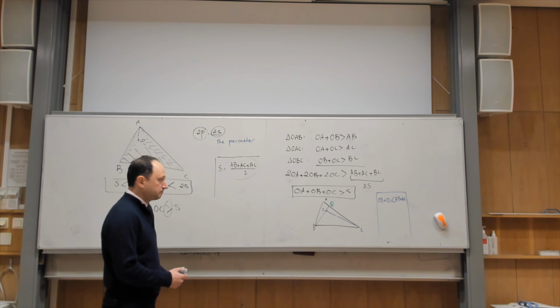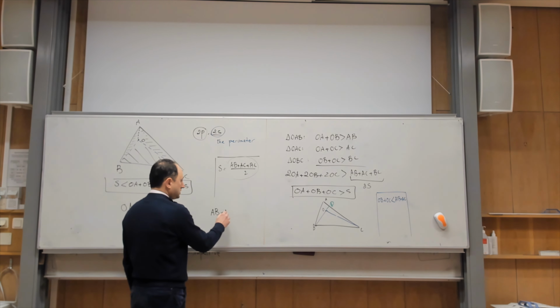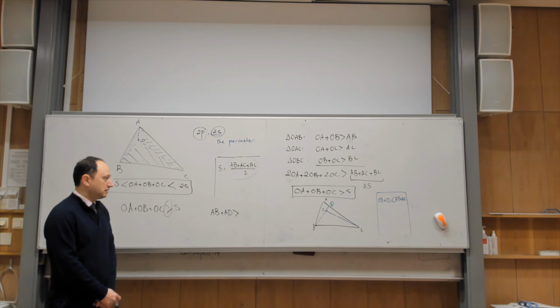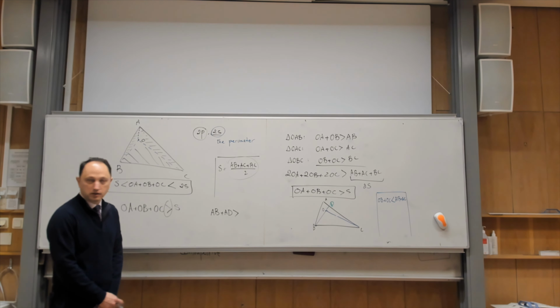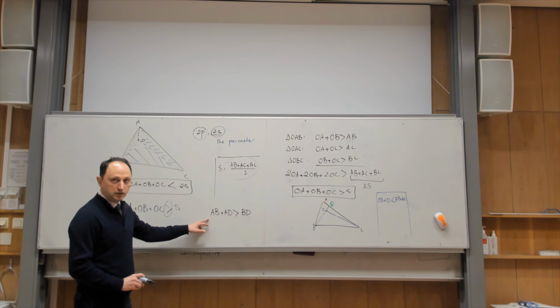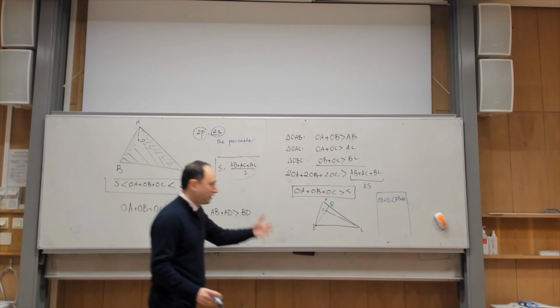For example, do you agree with this one? AB plus AD is larger than what? Can you tell me? AB plus AD is larger than BD. BD. Is that understandable? And that is good. You see, I don't remember the method. I have to try to find it myself again.